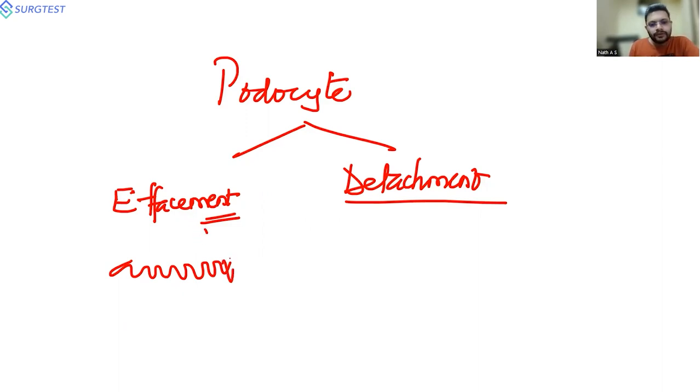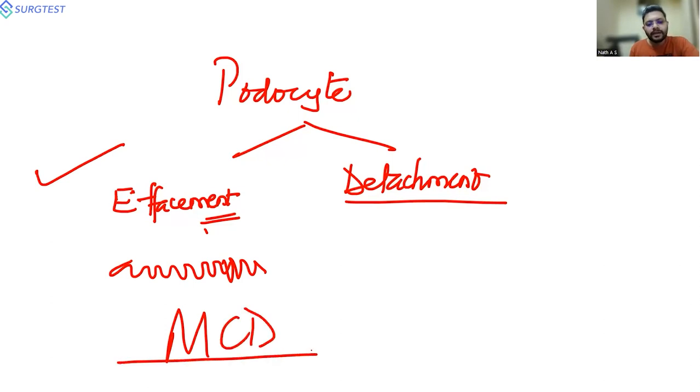So effacement of foot processes means that your interdigitations are lost. There's a lot of gap that is happening, and proteins are getting leaked. So effacement is one thing that can occur, and this is what primarily occurs in your MCD. This is what primarily occurs in minimal change disease. Whereas in other diseases, in any other podocytopathy, you have, apart from effacement, detachment also.